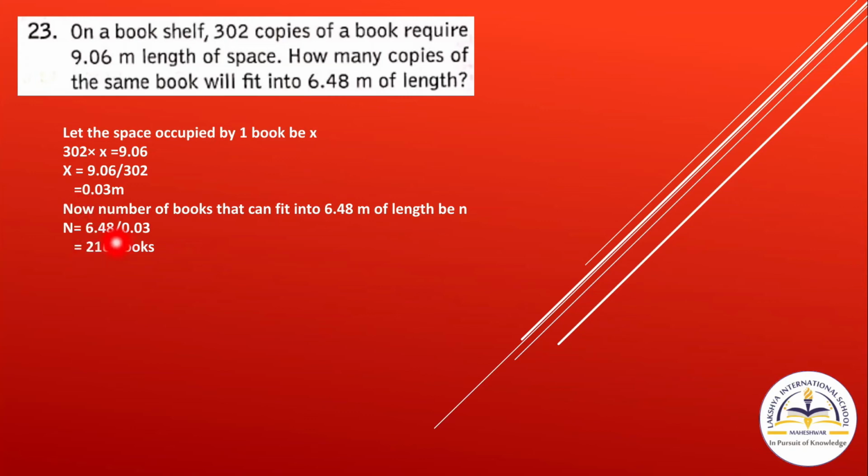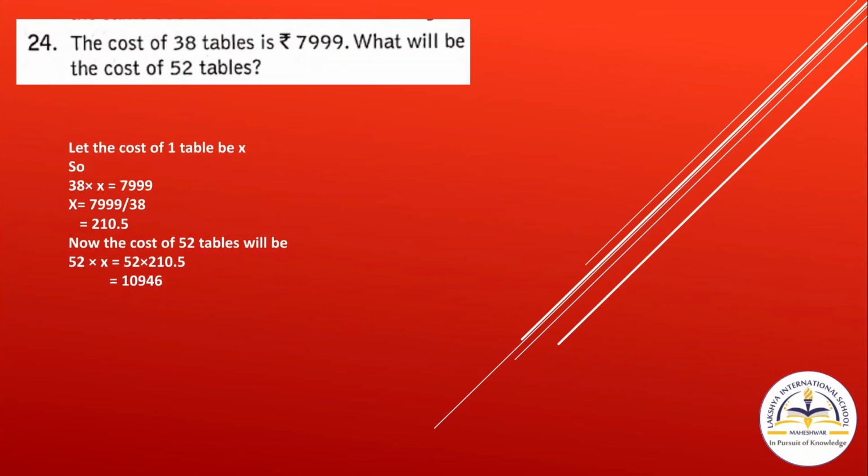Now you have to divide the given length, that is 6.48, by this quantity, and then after dividing you will get 216 books. Now question number 24. The cost of 38 tables is rupees 7,999. What will be the cost of 52 tables?